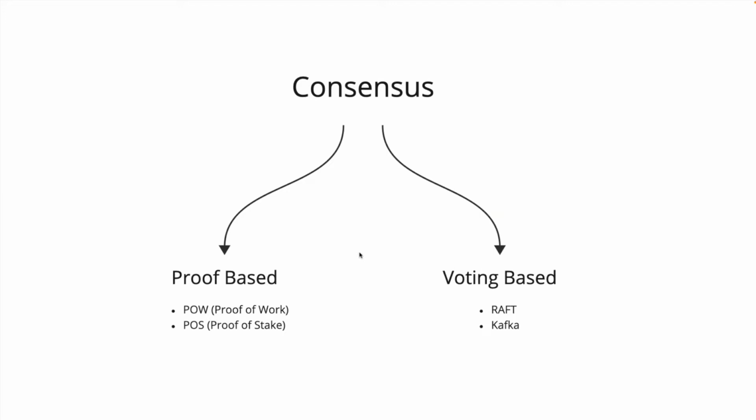For proof-based, I'm going to assume some of you have heard of proof of work, and proof of work is basically just guessing a puzzle or a number hash, and then the first node who guesses this puzzle will be able to publish the block. While in voting-based, we have a leader and validators, and most of the validators have to agree on the block that has to be published. So that's just a quick description of the consensus.